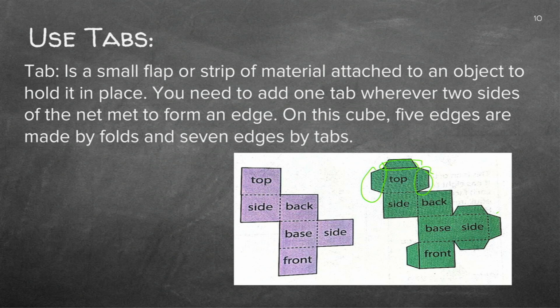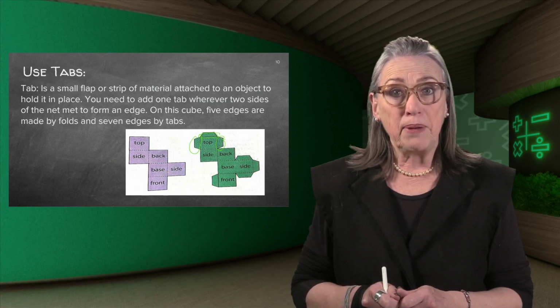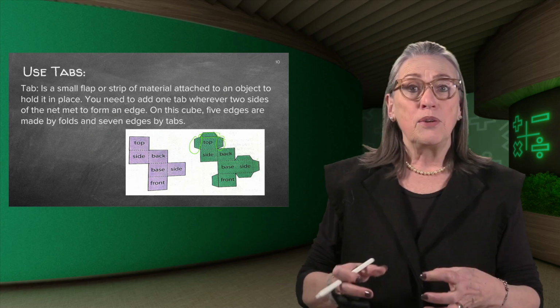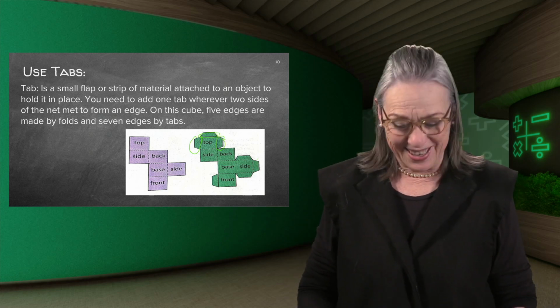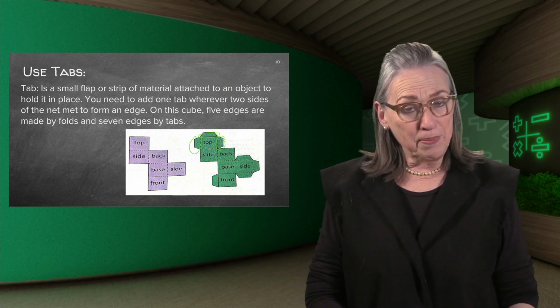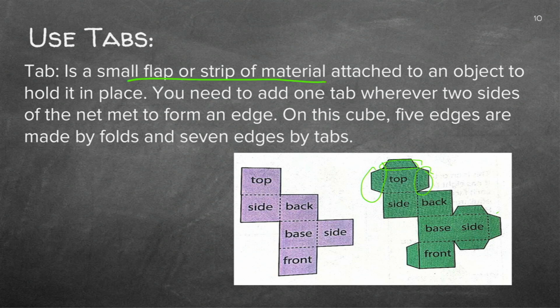Oh, yes, I can hear you say. Now you know what they are called, right? So why do we put these tabs onto the nets? It's to make it much easier to fold and to stay in position so that we don't always need, depending on how sturdy the paper or the cardboard is, glue or sellotape as well, right? So a tab is a small flap or strip of material that is attached to an object to hold it in place.